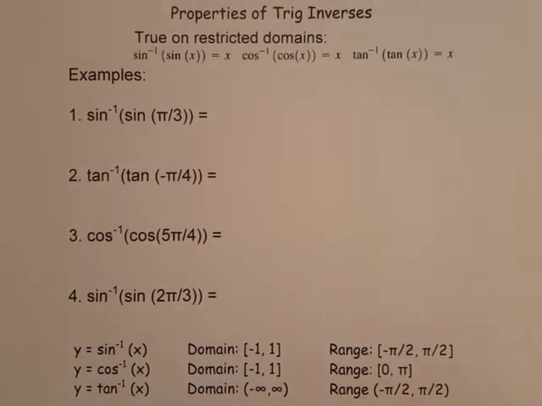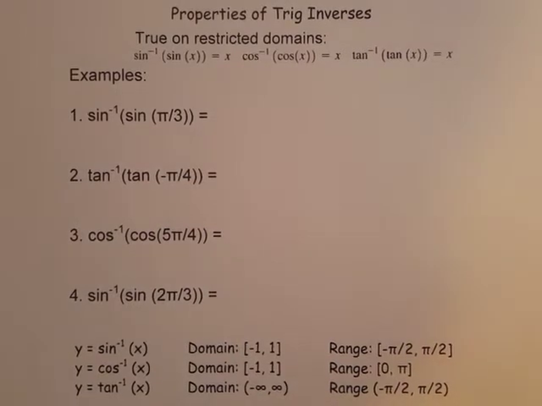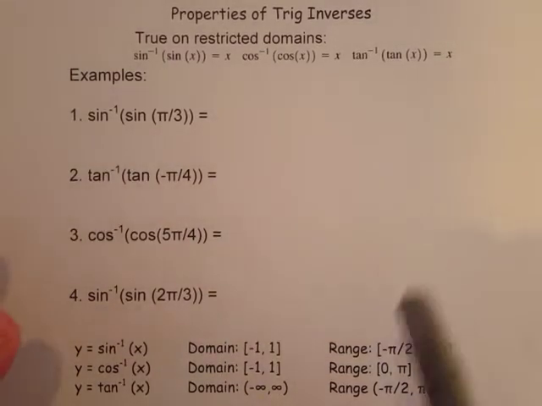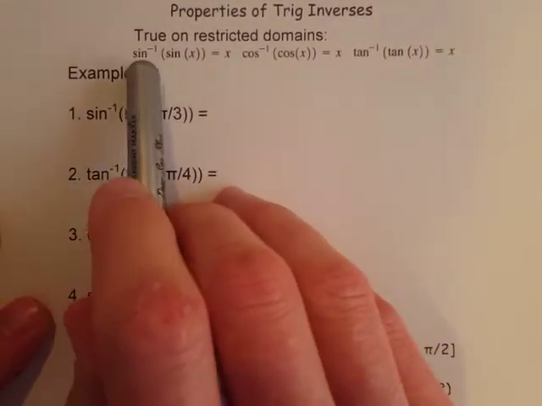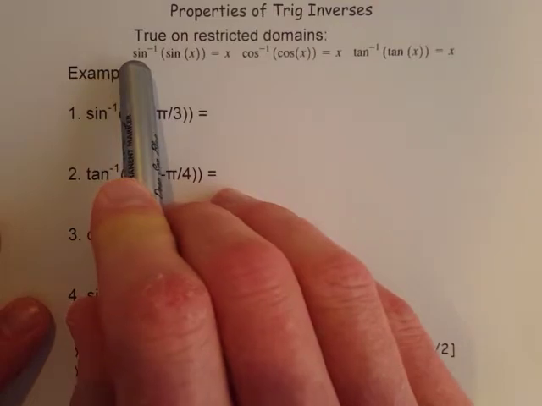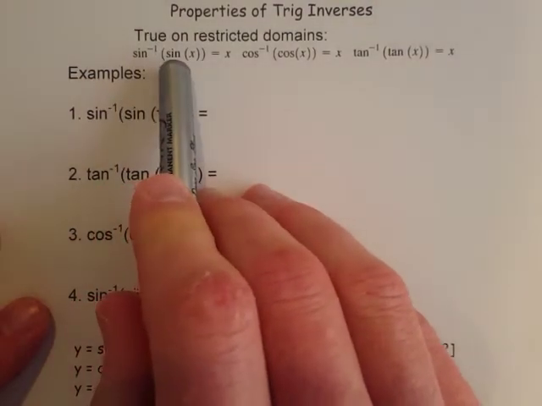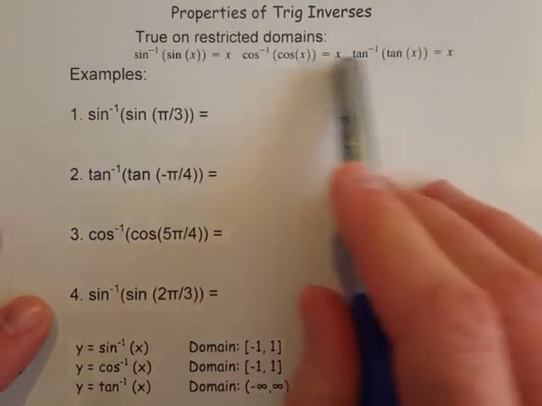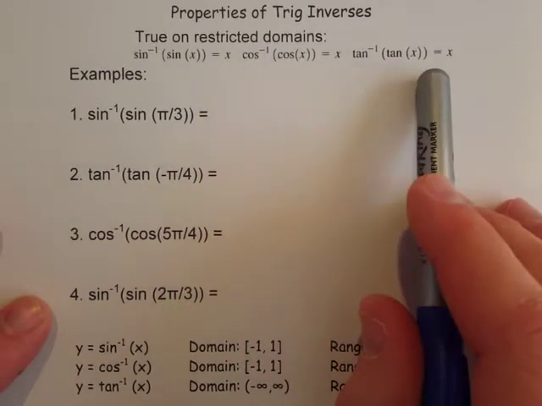This is another example from 4.7 part 2, and we are talking about properties of trig inverses. Now in the previous video we talked about trig inverses where the order was different. Here we're going to start with the inverse function followed by the regular. And so the order in which these things come is really important.